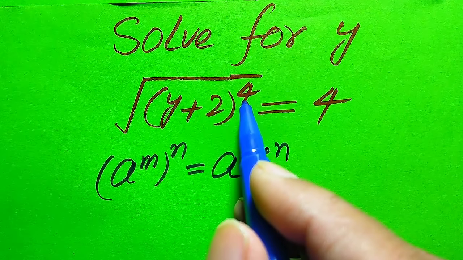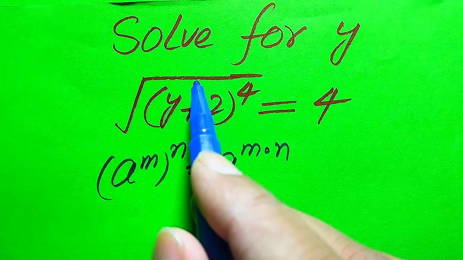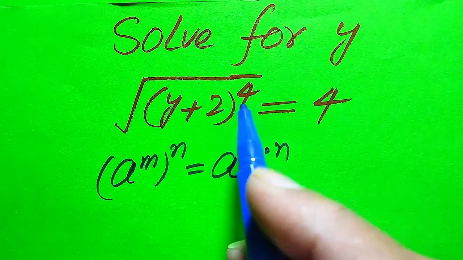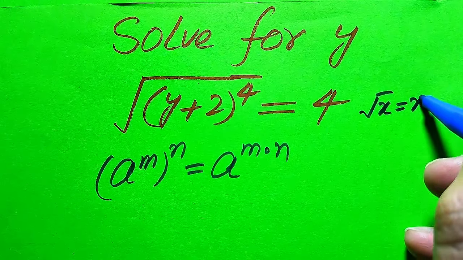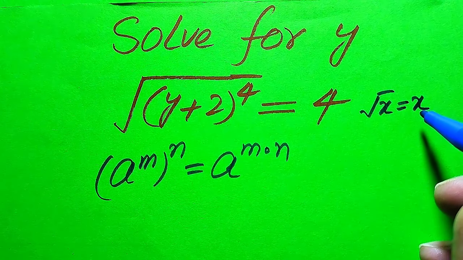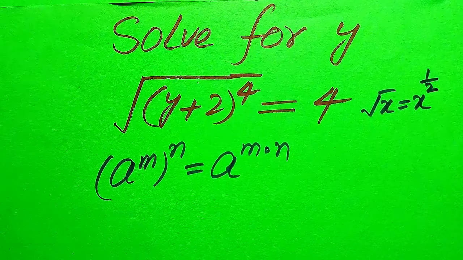So here you see that these are the two exponents, because we know that square root is equal to 1 over 2. If we have the square root of x, this is radical form, and when we write it into the exponential form it will become x to the power of 1 over 2.